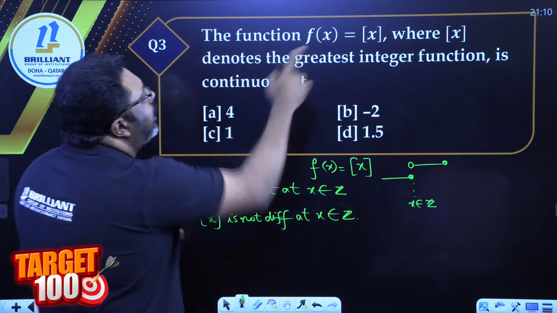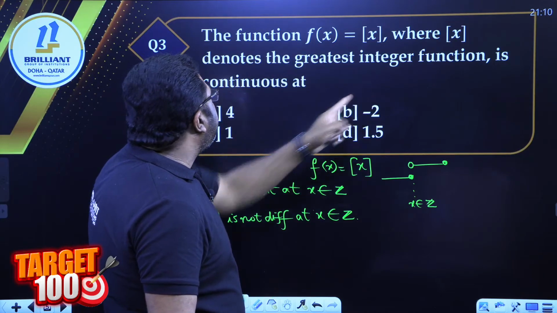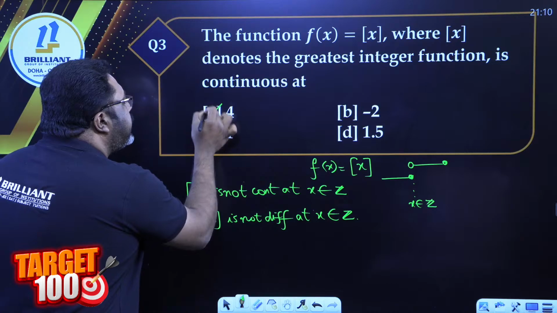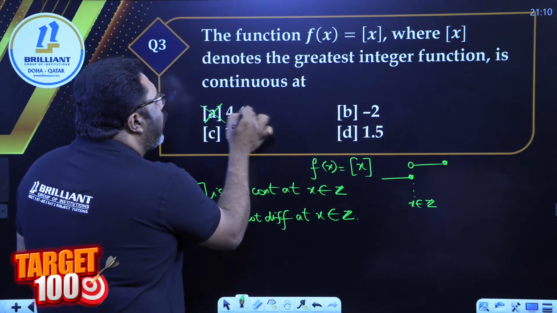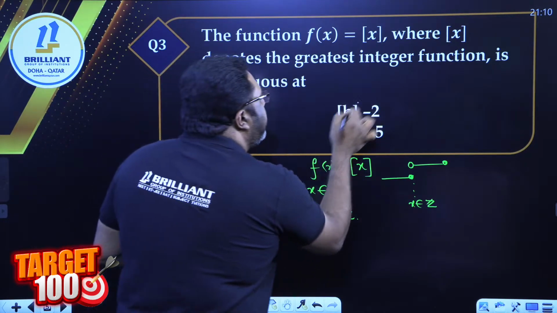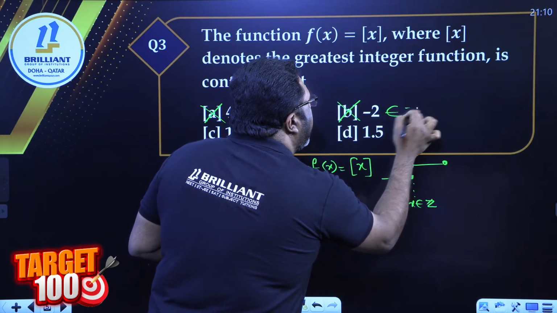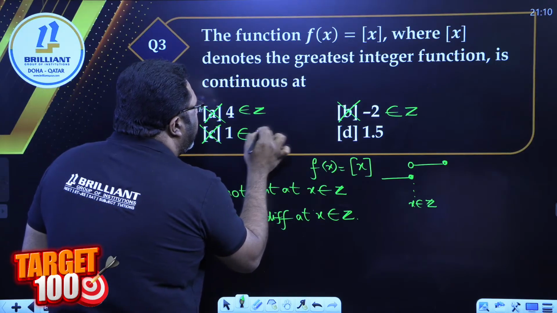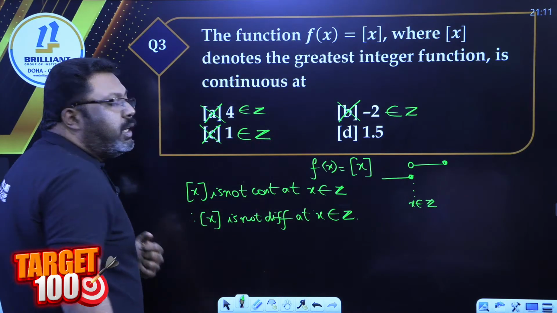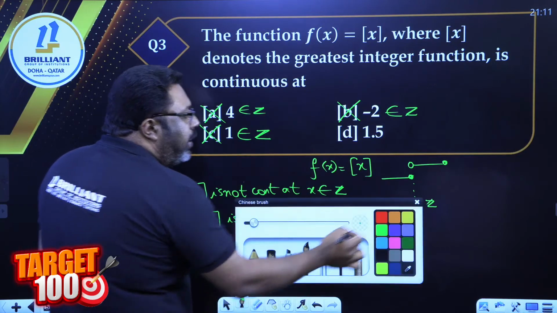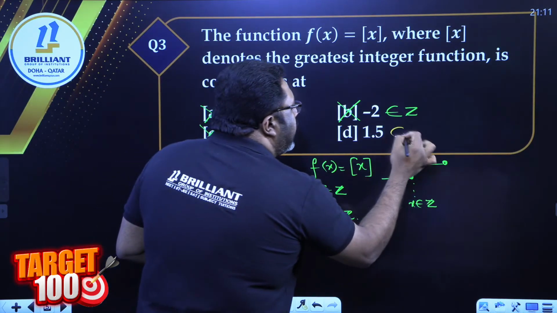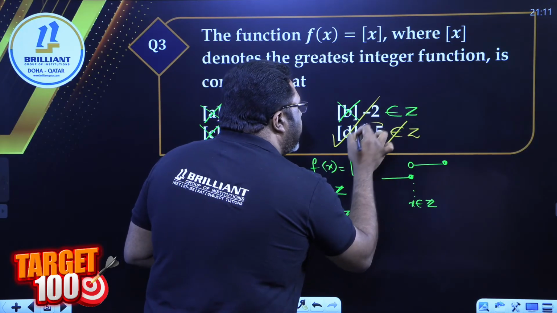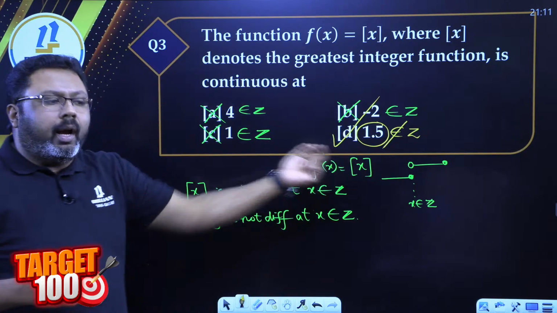So what's the question here? This function denotes the greatest integer, is continuous at. Option A, it's not continuous because 4 is an integer. Option B, it's not continuous because -2 is also an integer. Option C is also not correct because 1 is also an integer. But what about option D, my dear students? This is not an integer, hence it is continuous. So what's my answer? 1.5.